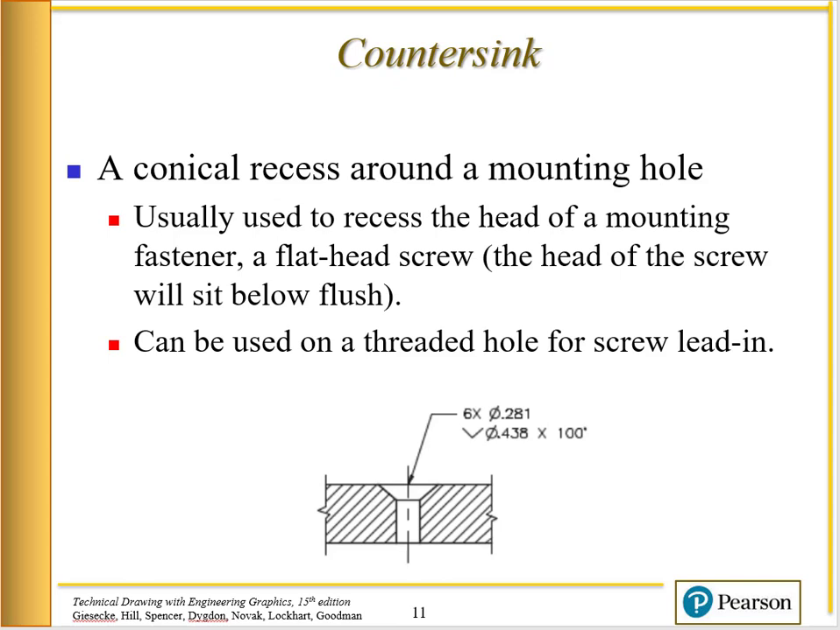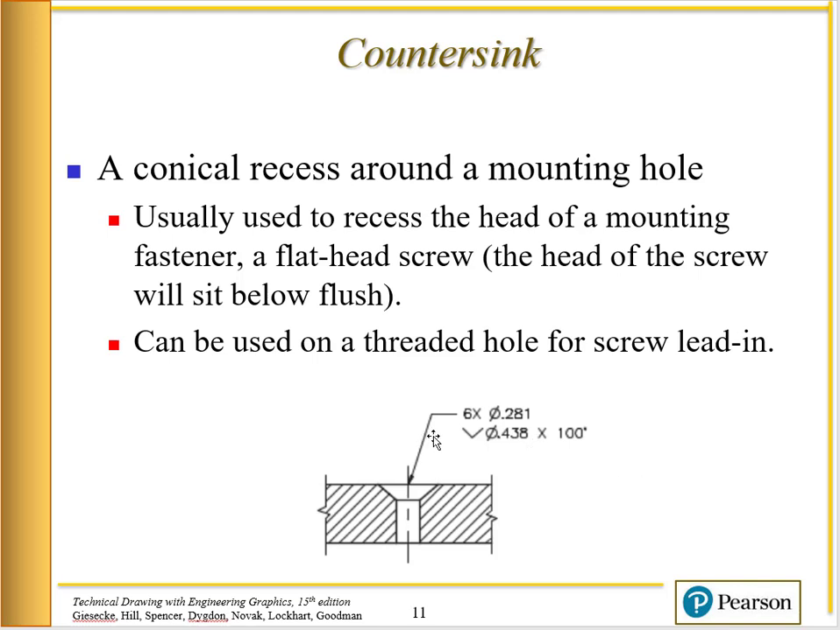Next is a countersink. A countersink is a conical recess around a mounting hole. It's usually used to recess the head of a mounting fastener, like a flat head screw. So once the screw seats in the hole, it sits below flush. That's typically what happens: the head of the screw sits below flush. This could also be used on a threaded hole for a screw lead-in, to just chamfer the top couple of threads. But in this case, this is a true blue countersink.